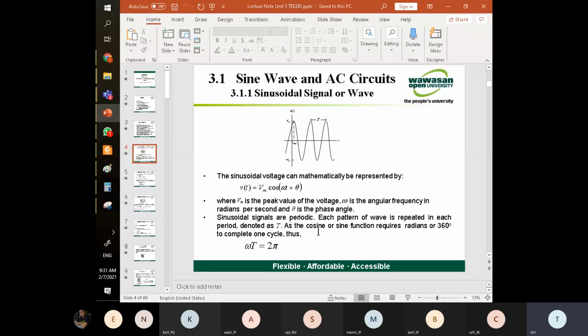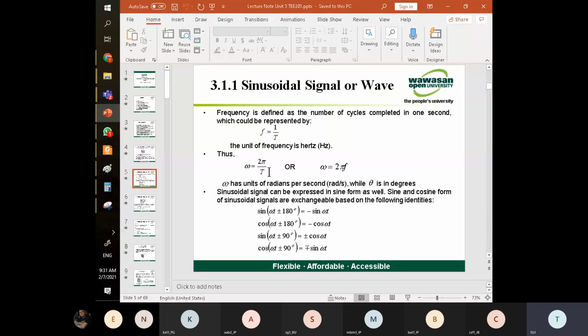So sometimes these things are really confusing. If you remember wrongly, then you will have trouble understanding all this. Of course, we can convert from sine to cosine, and from cosine to sine, we just take a minus sign here. You can look at one example here.